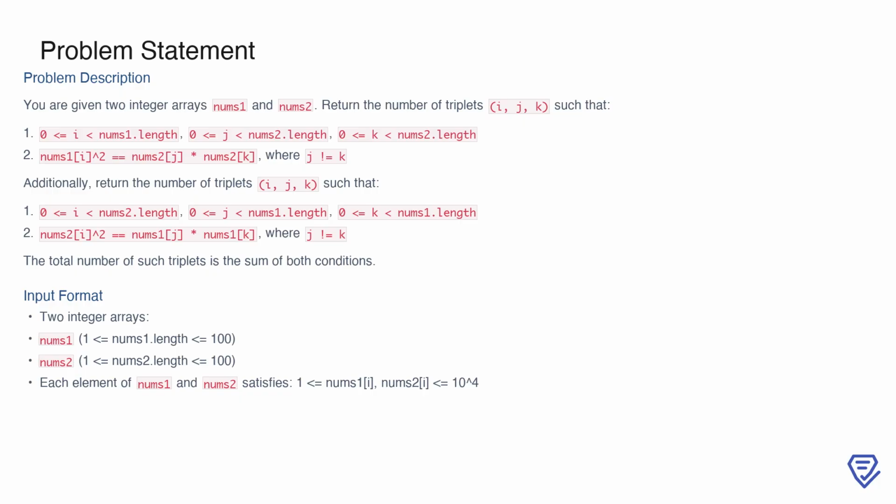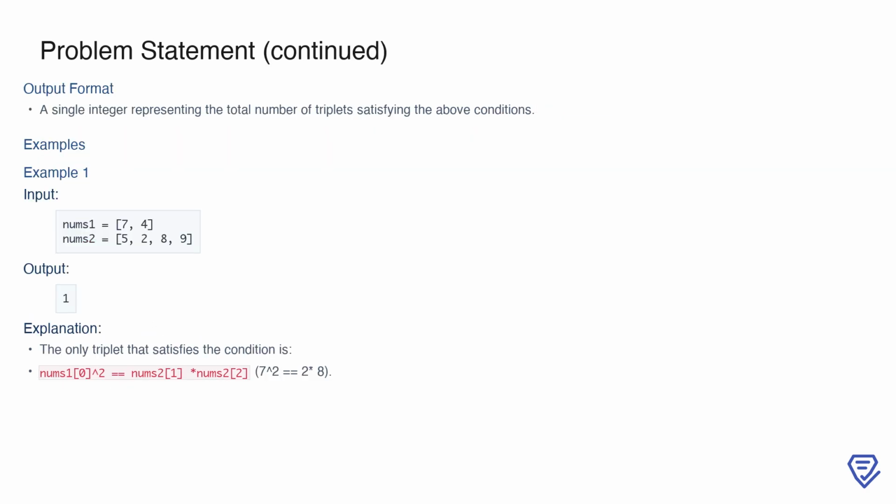Similarly, we also need to count the triplets where the square of an element from nums2 is equal to the product of two distinct elements from nums1. This means that nums2[i]^2 must equal nums1[j] * nums1[k], again ensuring that j and k are distinct. Finally, we sum the results from both conditions to get the total number of valid triplets. The output of this problem is a single integer, representing the total number of valid triplets that meet the criteria described. Let's look at an example to better understand.